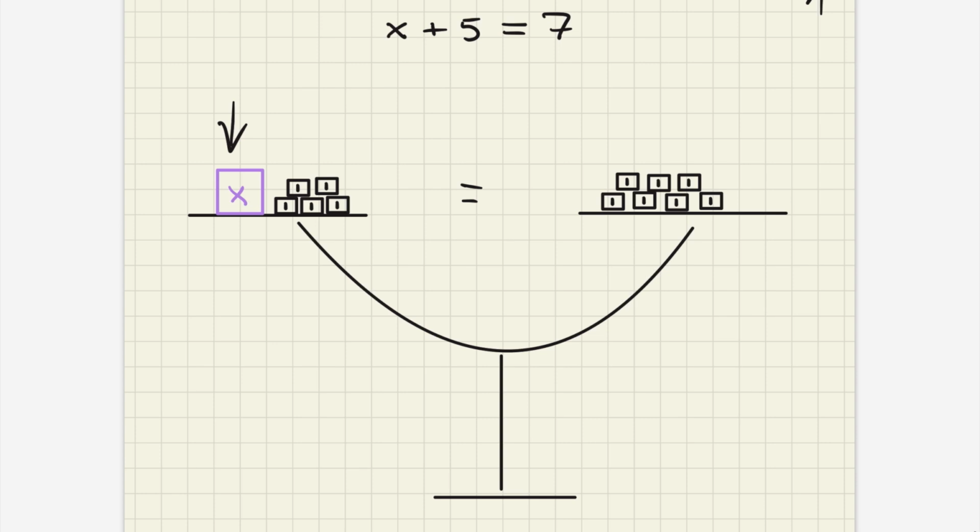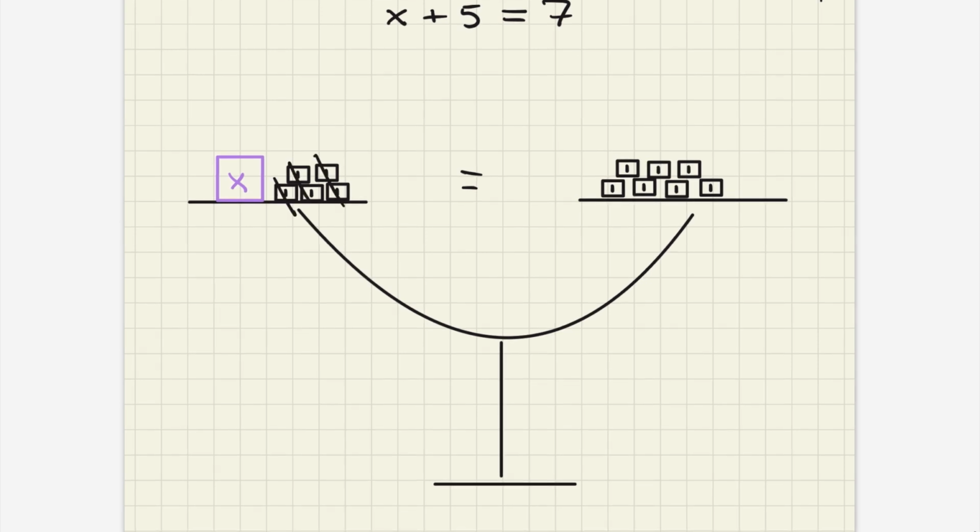So we really want to get rid of these 5 weights. If we do that, however, the left-hand side is going to get lighter, and so these scales will be unbalanced. This will be heavier, this will go up because it is lighter. So we can't just get rid of those 5 weights. We can get rid of them, but then we would also have to get rid of an equal amount of weight on the right-hand side as well.